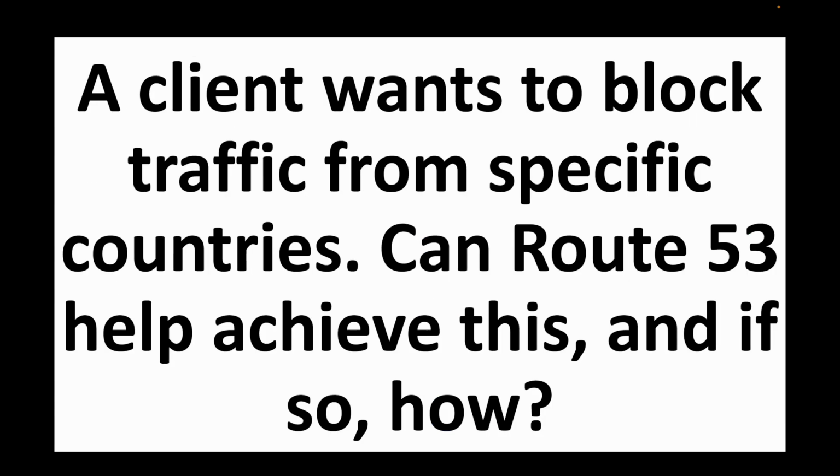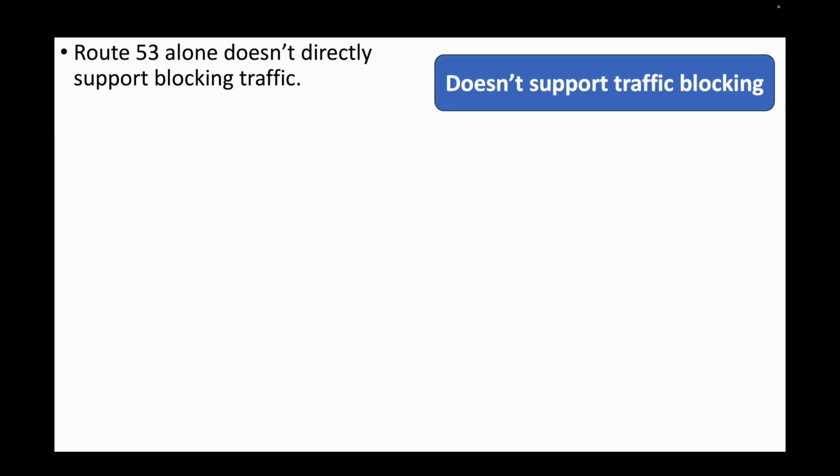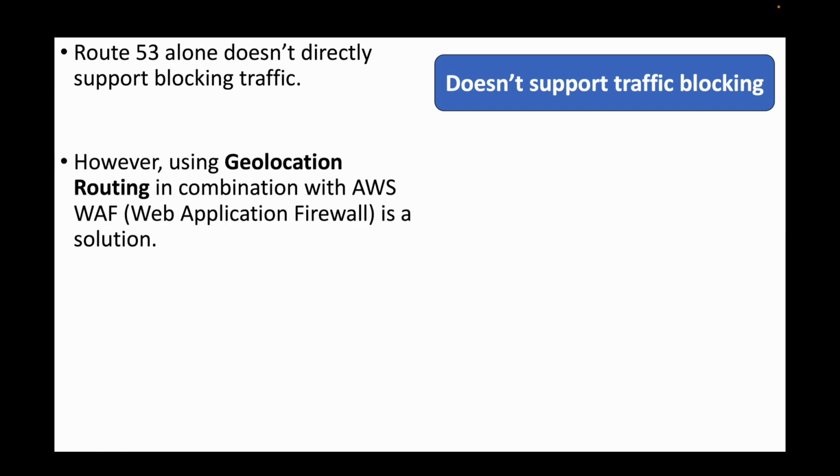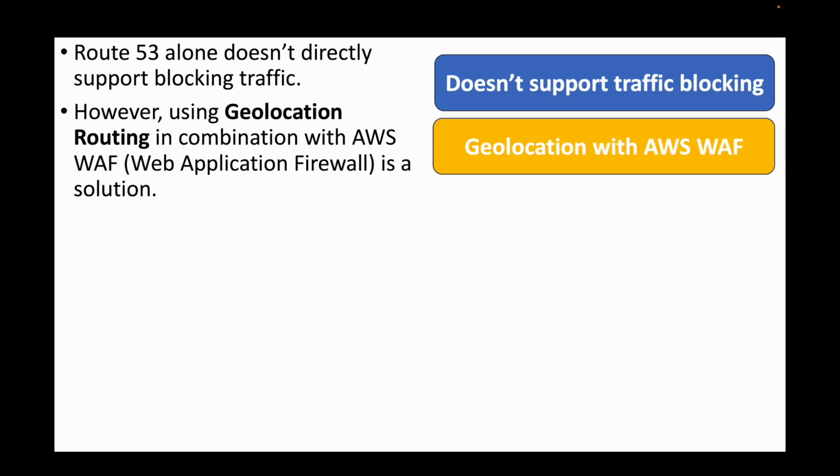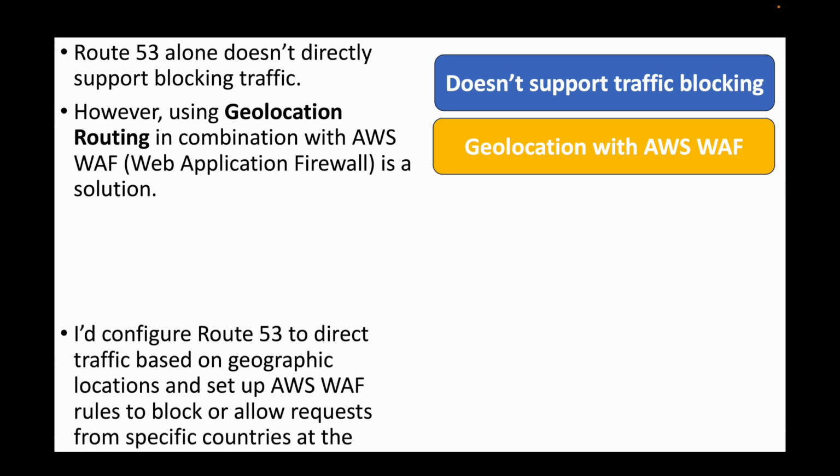The next question we have is: a client wants to block traffic from specific countries. Can Route 53 help achieve this, and if so, how? Now, Route 53 does not directly support blocking of traffic from any countries. However, you can make use of the geolocation routing policy in combination with AWS WAF. Now, WAF stands for Web Application Firewall, and we can use this to block traffic from your chosen countries. Now, that can be a solution.